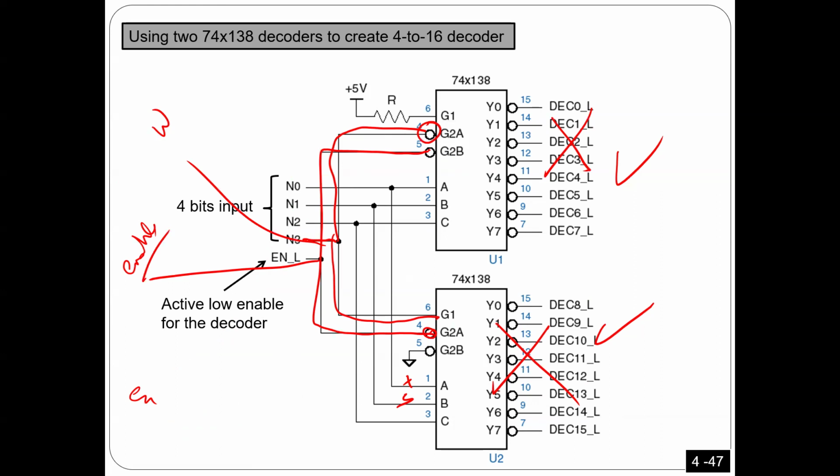So the third one, I don't need it. So I will connect it. I will enable it all the time. So that's why you see here, this one, I'm going to connect it to Vcc 5 all the time. This one here, I'm going to connect to the ground all the time. So this one is enabled all the time. Any questions?